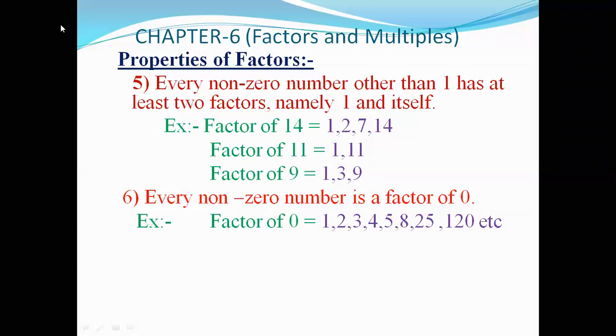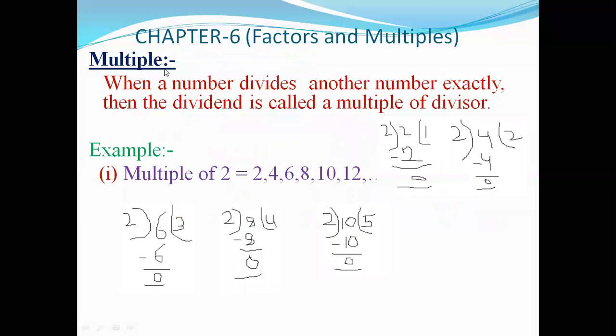Now we go to the next topic. What are multiples? When a number divides another number exactly, then the dividend is called a multiple of the divisor. Here we see 2, 4, 6, 8, 10 and 12 and so on. So on means there are infinitely many multiples of 2 possible. It means there is no limit for multiples of 2.